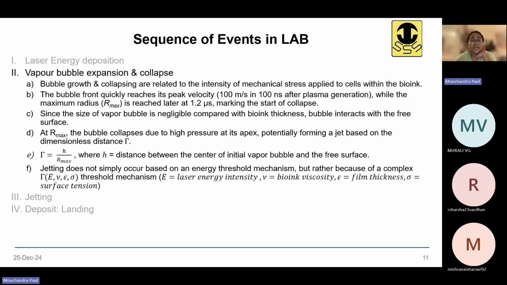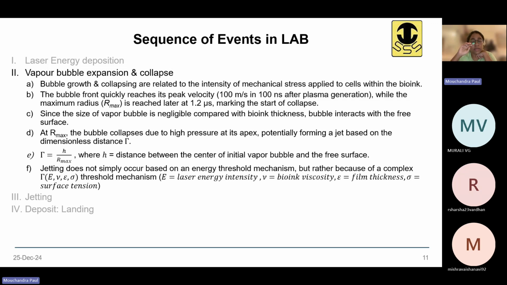In order to help us understand whether jetting will happen or not, whether a stream of droplets will happen or not, they use a dimensionless distance called gamma to explain the phenomena. So what is gamma? Gamma is a ratio of H and R max.